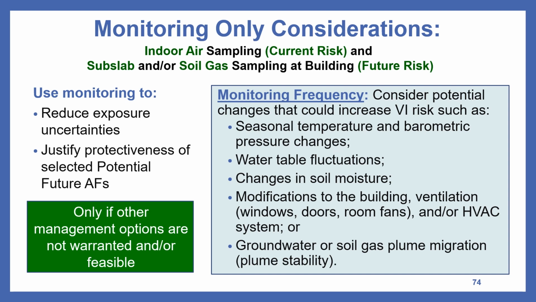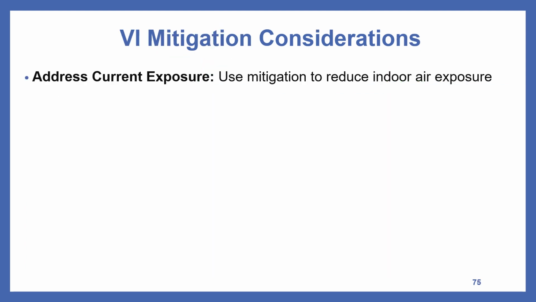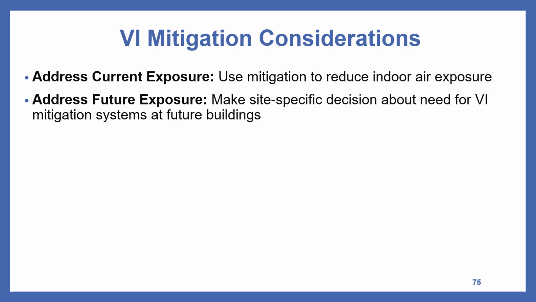Okay, now let's go over some considerations for VI mitigation. So if you have an existing building where there is a current indoor air exposure, you're definitely going to want to use whatever feasible mitigation options you have to reduce that indoor air exposure. At a potential future building, you're going to want to use multiple lines of evidence to make a site-specific decision about whether or not to install a VI mitigation system at that future building.